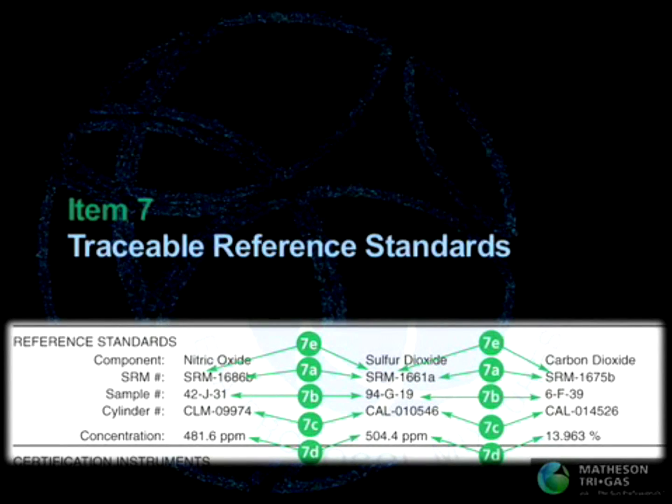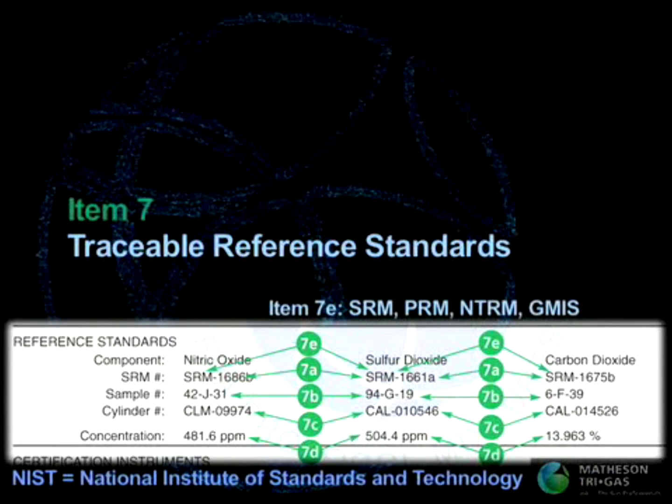Information about each one of the reference standards is documented here, including 7A, the NIST SRM number, 7B, the NIST sample number, 7C, the cylinder identification or serial number, 7D, the certified concentration, 7E, an indication that the reference standard is SRM, PRM, NTRM, or GMIS.